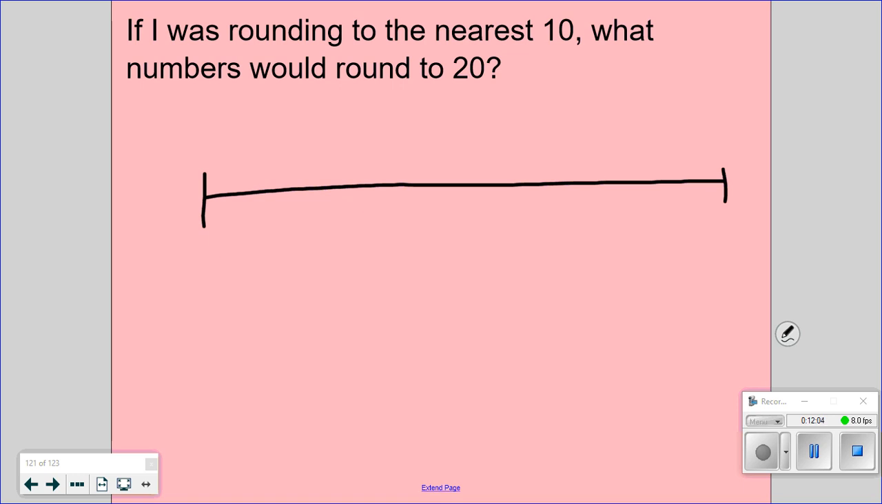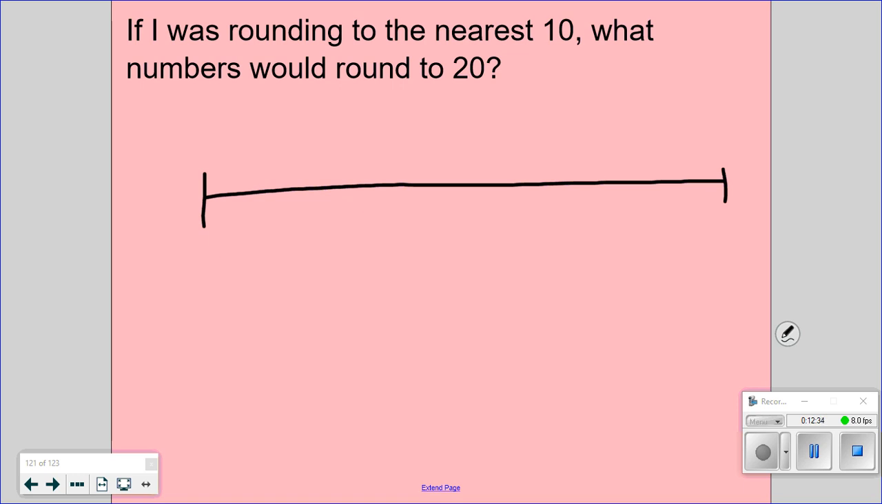Can you put the 30 on the end? Okay, why do you think 30 on the end? Okay. So we know we want to round to 20. And I know that when I'm rounding, I could have numbers that are higher than 20. Like, what could be a number that rounds to 20 that is bigger than 20?